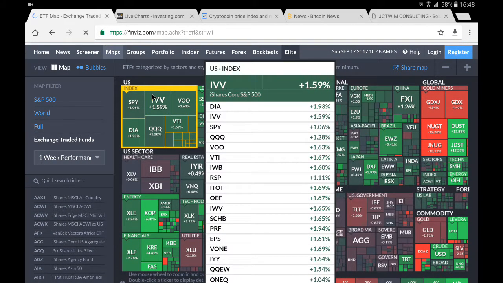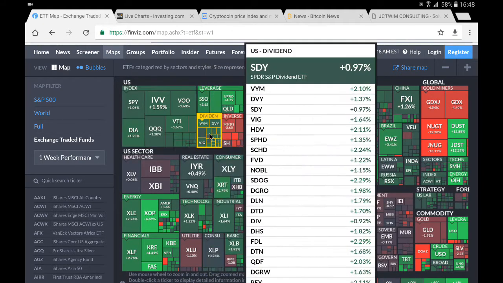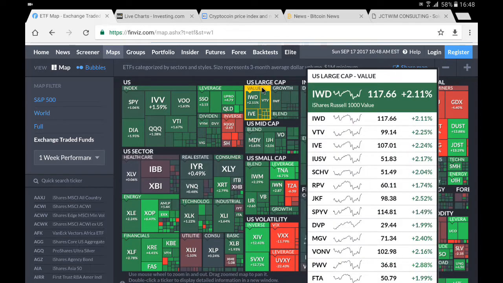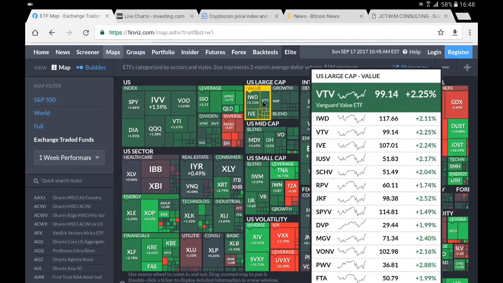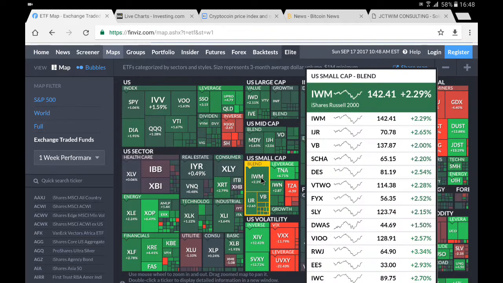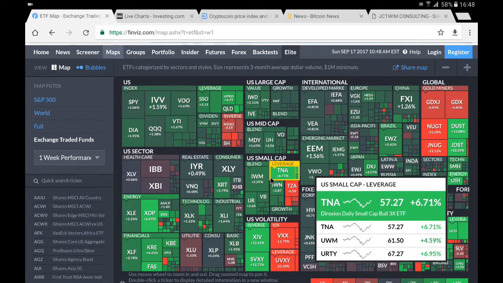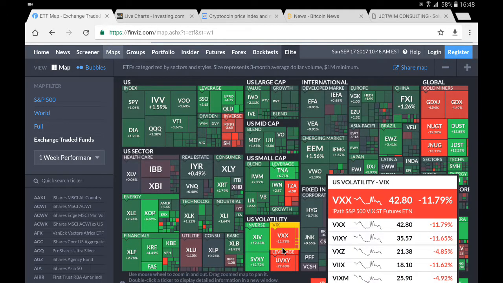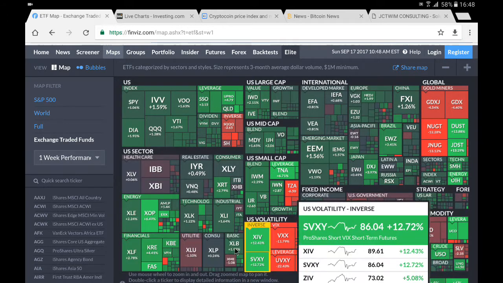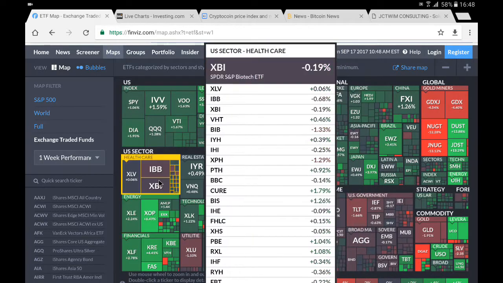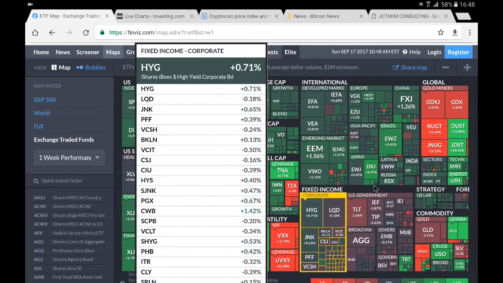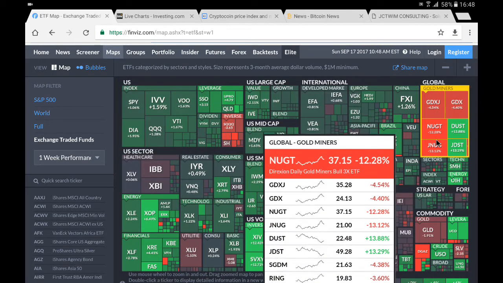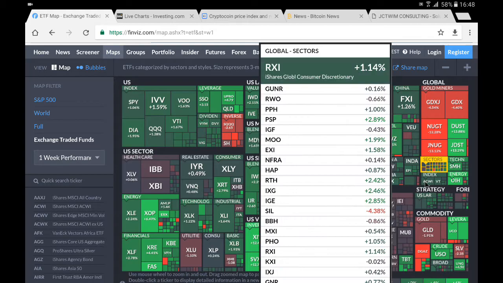And over here you see major indices, everything in green, leverage in green, the inverted all in red, so that's correct. So, large cap in green, mid cap in green, small caps in green, volatility, the XIV, everything in green, the inverted VIX over here in red, so that's correct. All the sectors in green except for healthcare and utilities. Over here, international, everything in green, global, the miners, everything in red.